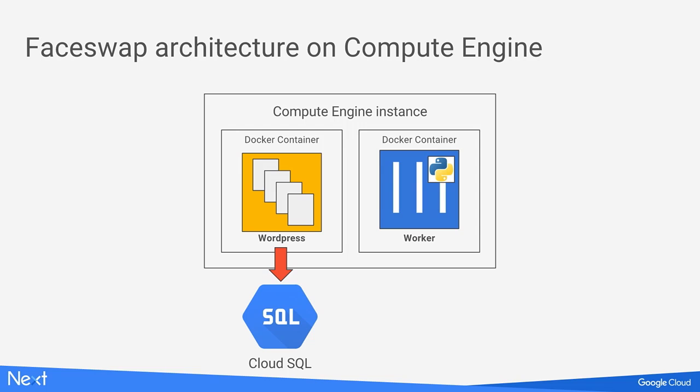So I'm actually running this architecture, which is just slightly different. What I've done is I've put WordPress into a container that's running on the Compute Engine instance alongside the worker Docker container, and that way they can still communicate through localhost. And what's really great about this is it's really, really scalable. This is a great design.